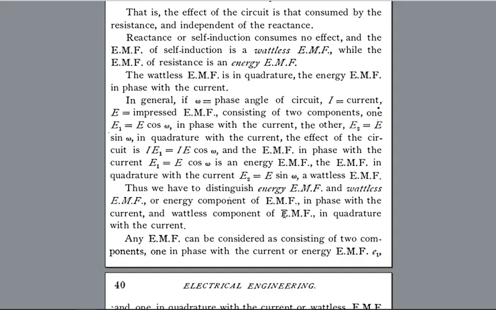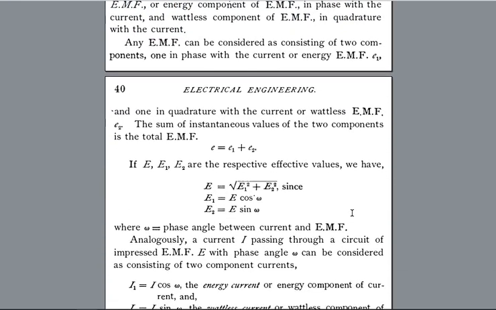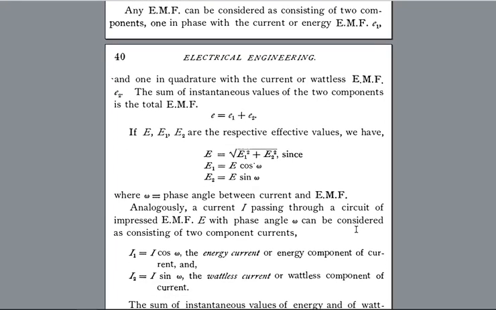Thus, we have to distinguish energy electromotive force and wattless electromotive force, or energy component of electromotive force in phase with the current and wattless component of electromotive force in quadrature with the current. Any electromotive force can be considered as consisting of two components, one in phase with the current, or energy electromotive force, E1, and one in quadrature with the current, or wattless electromotive force, E2. The sum of instantaneous values of the two components is the total electromotive force, E equals E1 plus E2. If E, E1, E2 are the respective effective values, we have E equals square root of E1 squared plus E2 squared, since E1 equals E cosine omega, E2 equals E sine omega, where omega equals phase angle between current and electromotive force.